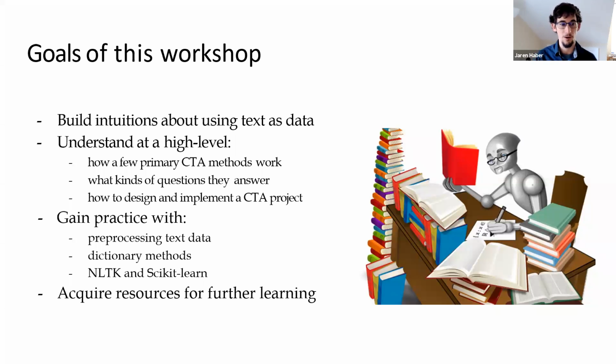So at a high level, what we're talking about is a few primary CTA methods. Natural language processing, computational text analysis. I might get those mixed up sometimes. They're pretty much the same. We're going to talk about what kinds of questions these sorts of methods could answer, and talk through the steps of designing and implementing a project using these tools.